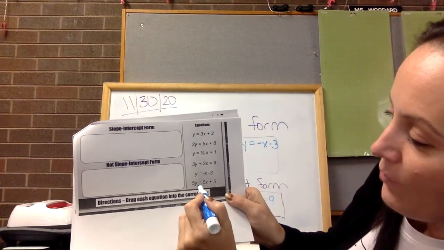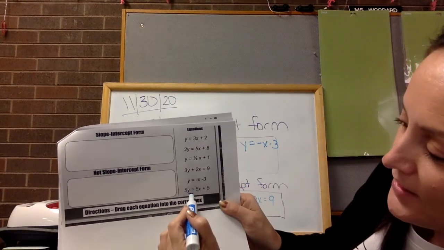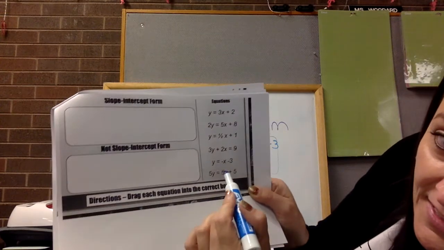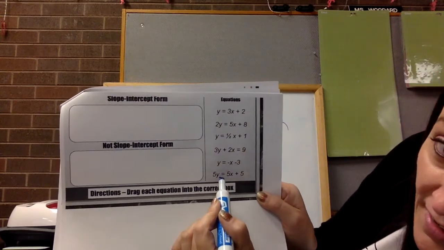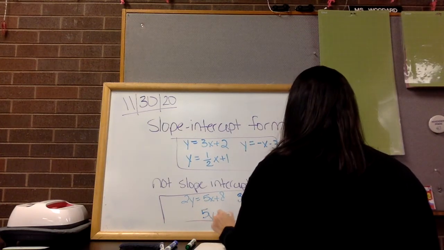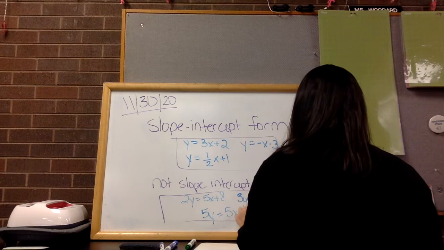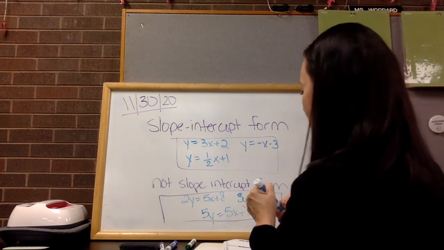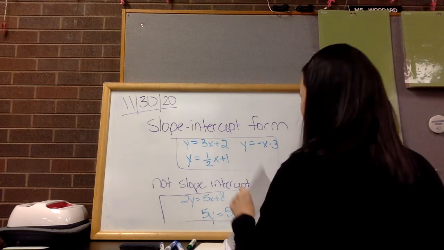The bottom one, 5y equals 5x plus 5. This is not solved for y. Since it is not solved for y, it is not in slope-intercept form. So the last one we should put down below. There are your answers to your dragging on that slide.